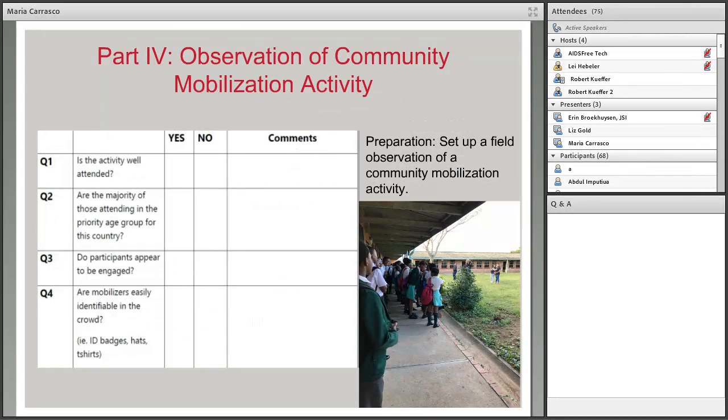And then on to the next section, part 4 entails the observation of the community mobilization activity. And this could be implemented at a school, at a workplace, at taxi ranks, bus stops, soccer matches, and so on and so forth. In this part, there are 11 questions to gauge the quality of community mobilization activities. And to prepare for this part, you should set up a field observation of the community mobilization activity. And of course, the choice is up to you in terms of what you would prefer to observe.